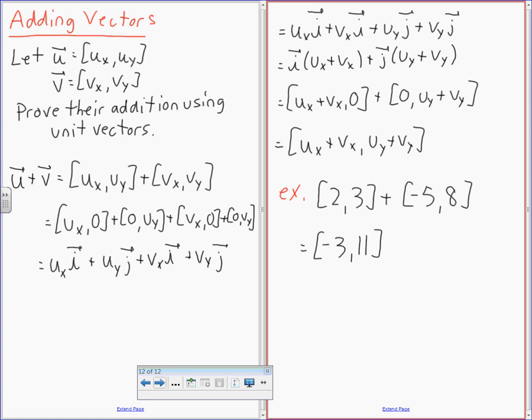Scalar multiplication. Here we go. We're not done. No big one. Scalar multiplication.